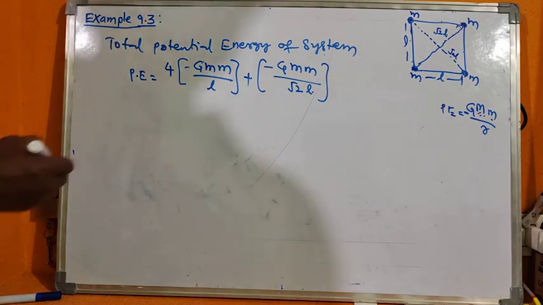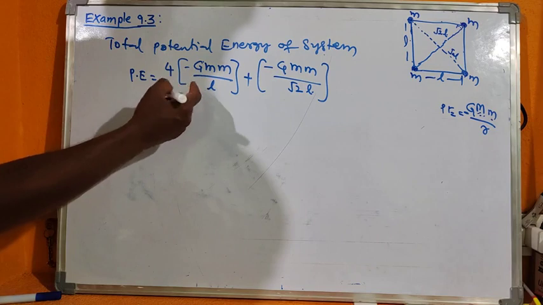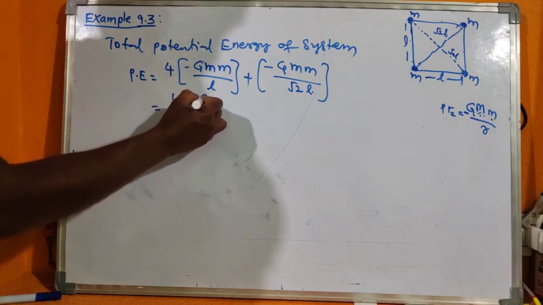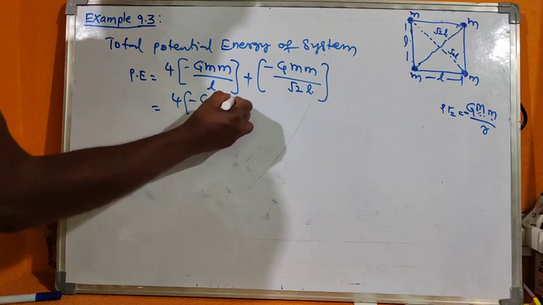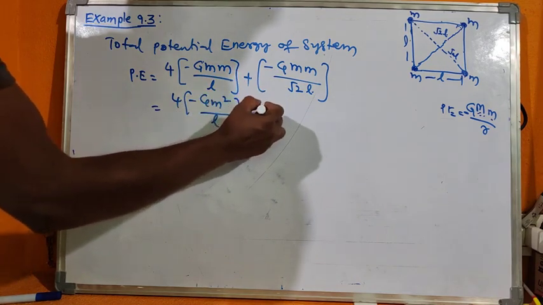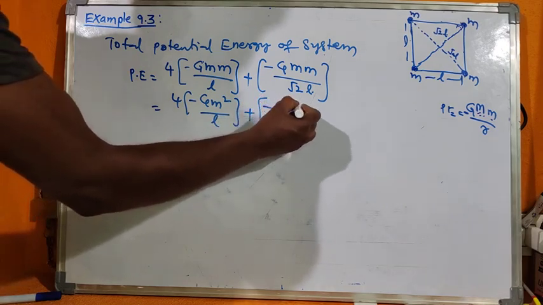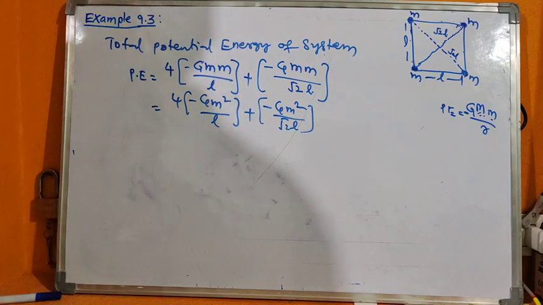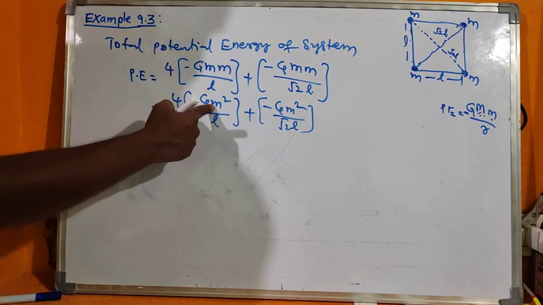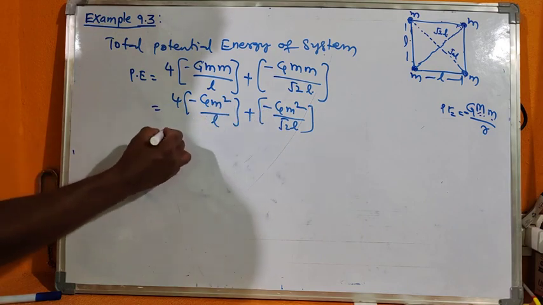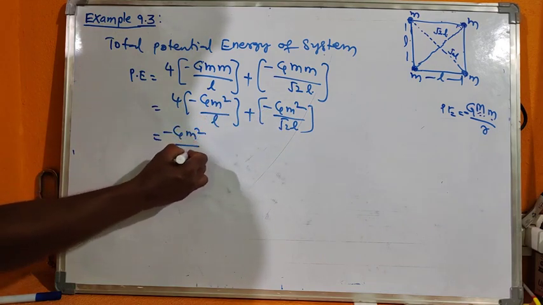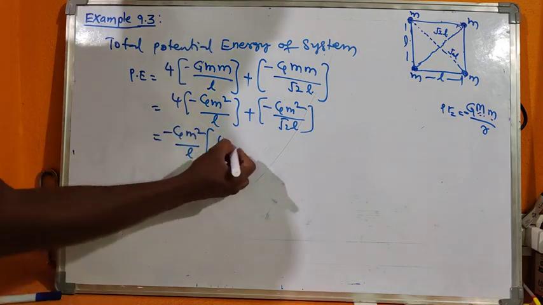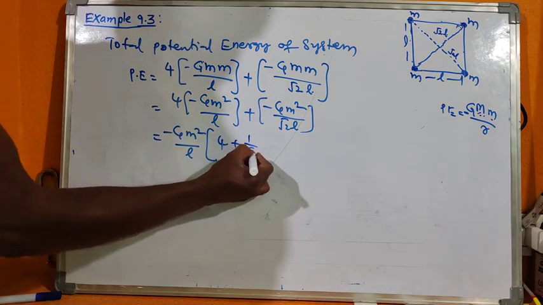This is the total system potential energy, which is equal to 4 of minus G m square by L plus of minus G m square by root 2 L. From this we can take the common factor minus G m square by L, that is equal to, this is 4, plus here it is 1 by root 2.